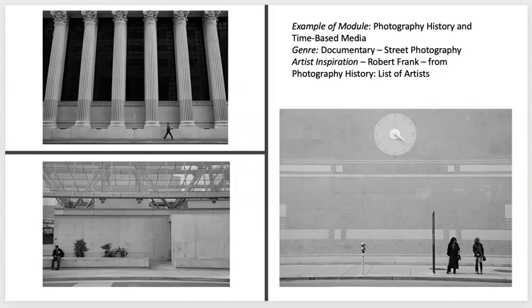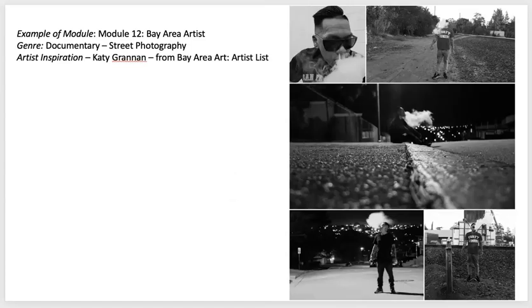And you can definitely turn in black and white or color photographs. So this is inspired by the history and time-based media module that we covered. And they were really into Robert Frank's photographs. And so they decided to do some photographs that also are heavily inspired by the compositional conversations that we've had. But they wanted to do street, kind of documentary street photography. Here's a compilation of images inspired by Katie Grannon from the Bay Area artist list. And again, documentary street photography.